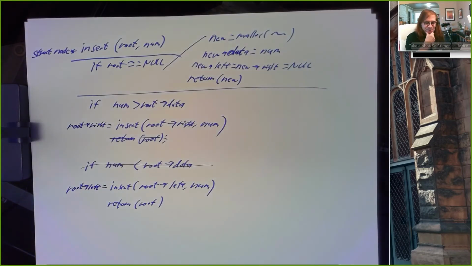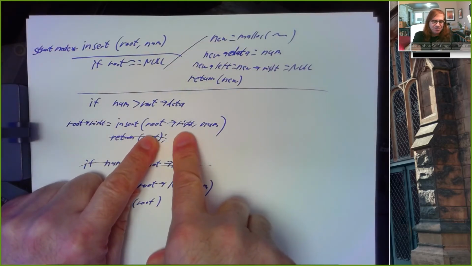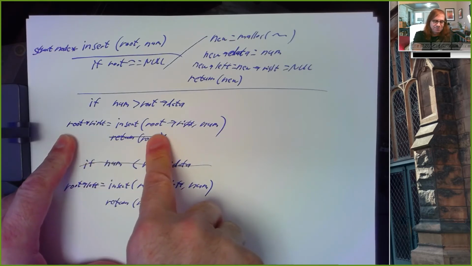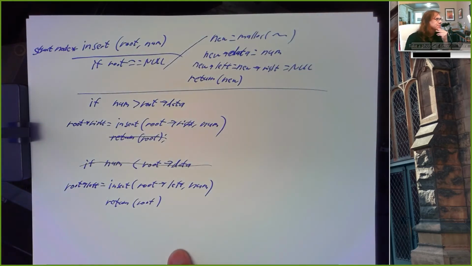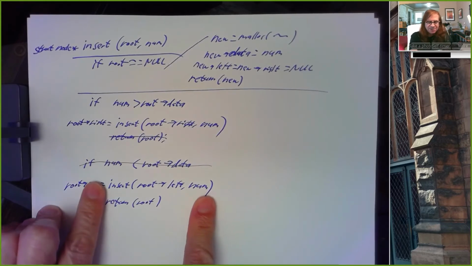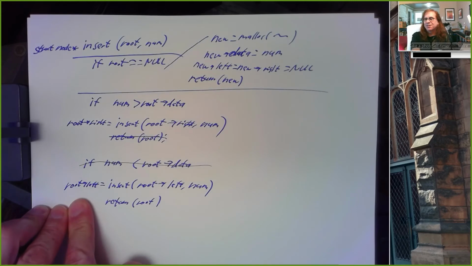All right. If our number is bigger than the root data, go ahead and insert your number into the right subtree and set your current root's right child to what you got back from insert. That's super critical. Thanks for pointing that out. All right, so big typo there, a typo. And if you're inserting into the left subtree, insert your number into root arrow left, take what you get back from that and set root arrow left equal to that.